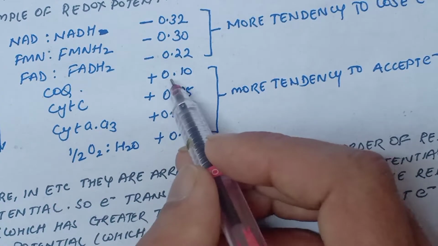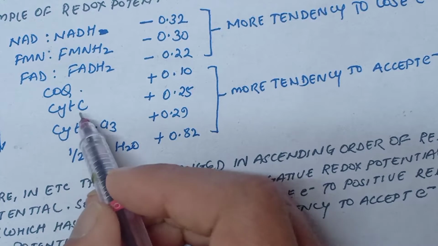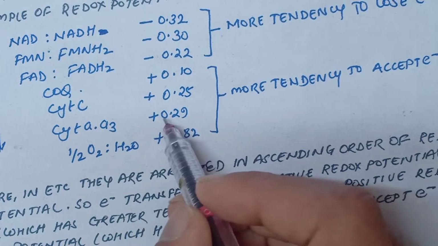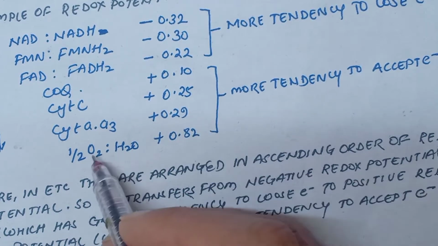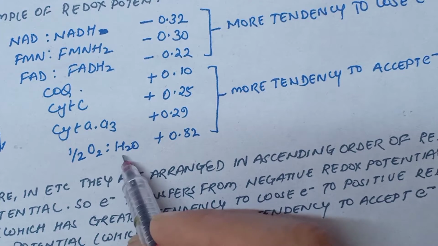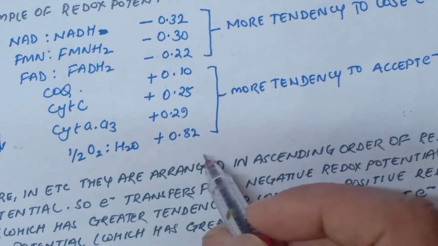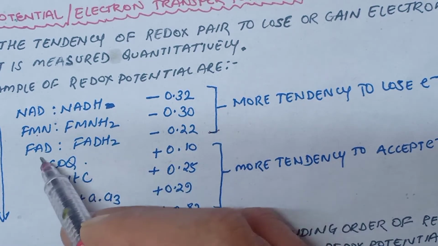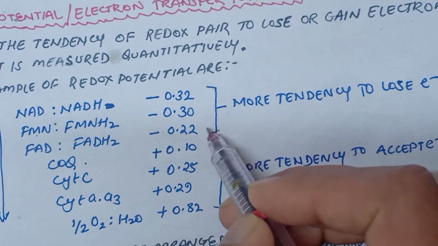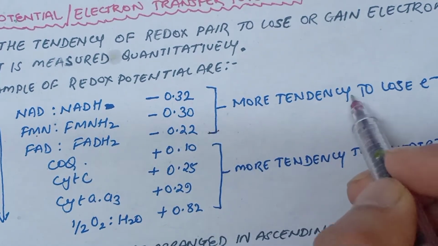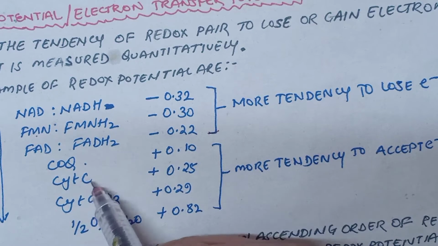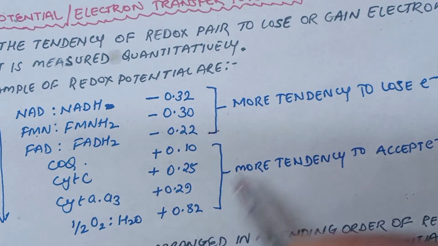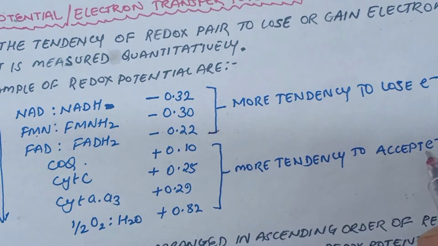Coenzyme Q is plus 0.10. Cytochrome C is plus 0.25. Cytochrome A and cytochrome A3 is plus 0.29, and half molecule of oxygen and water is plus 0.82. So NAD and NADH, FMN and FMNH2, FAD and FADH2 have more tendency to lose electrons, and coenzyme Q, cytochrome C, cytochrome A, cytochrome A3, and oxygen molecule and water have more tendency to accept electrons.